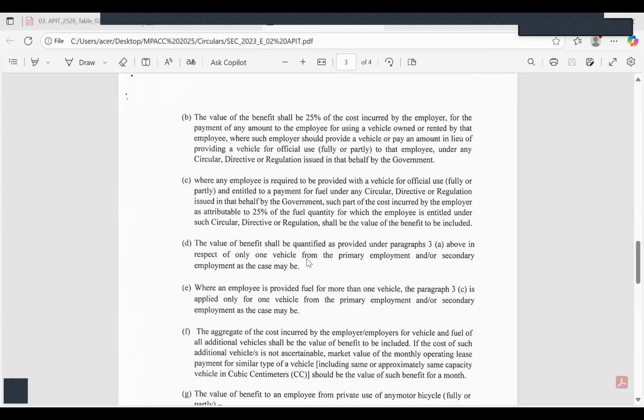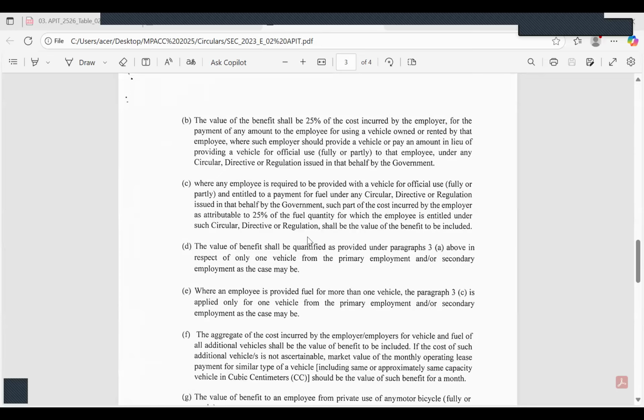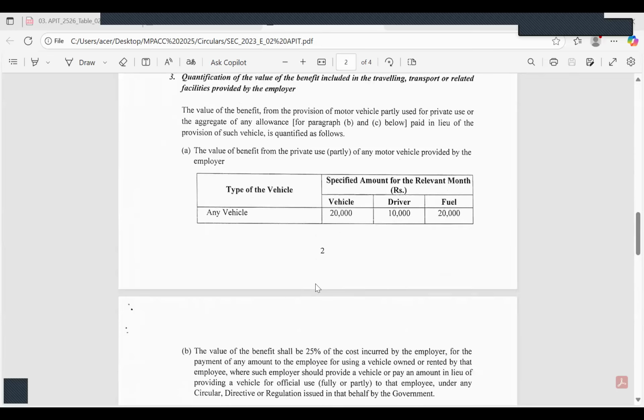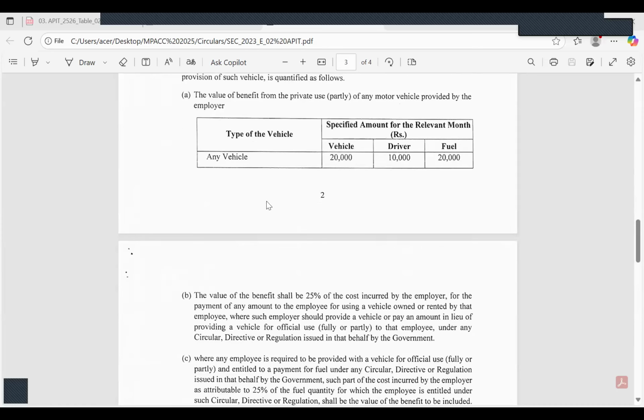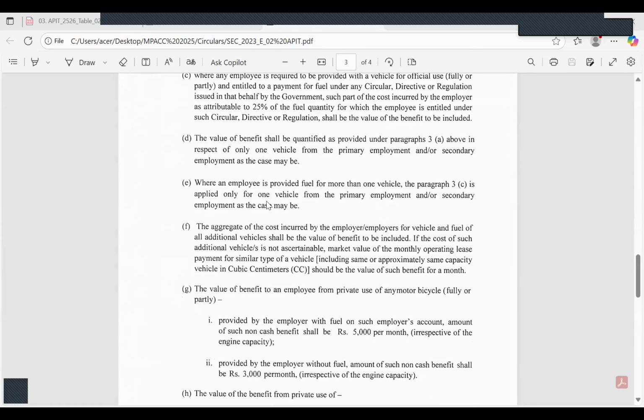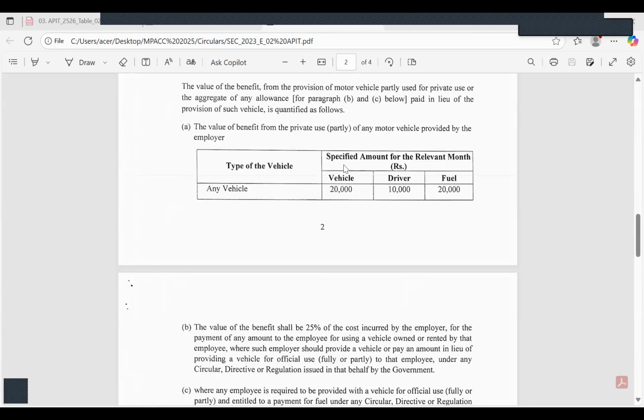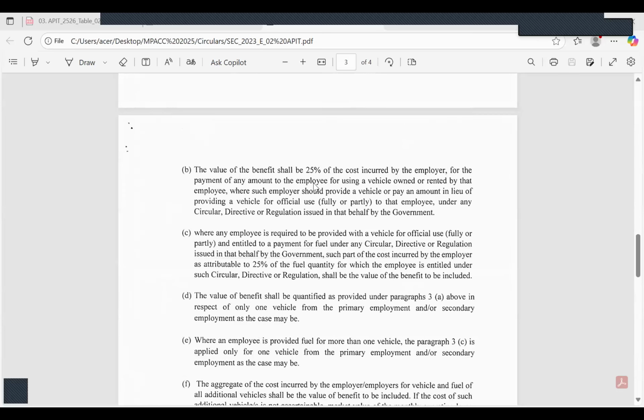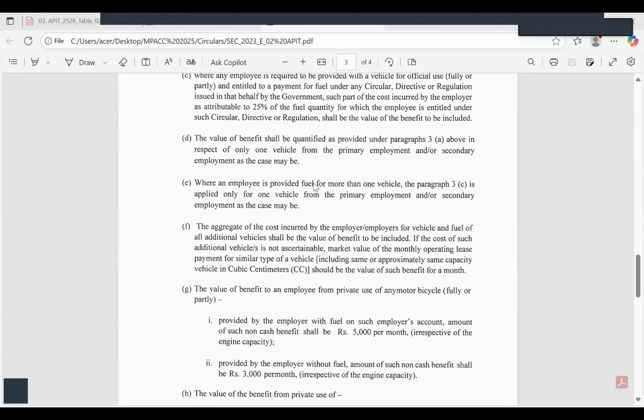Then the vehicle benefit shall be quantified as provided under paragraph 3A above in respect of only one vehicle from the primary employment and or secondary employment. So 3A means this table, the figures provided under this table are applicable only to one vehicle. That means if we have been given more than one vehicle, at that time, this concession is applicable only to one vehicle. For all other vehicles, market value should be considered as a benefit.